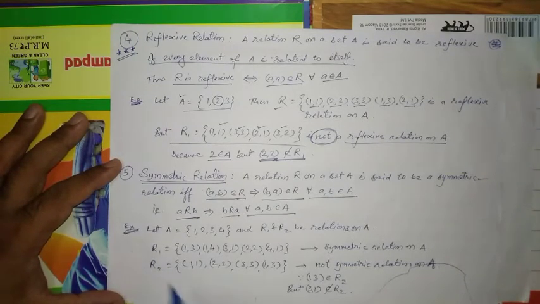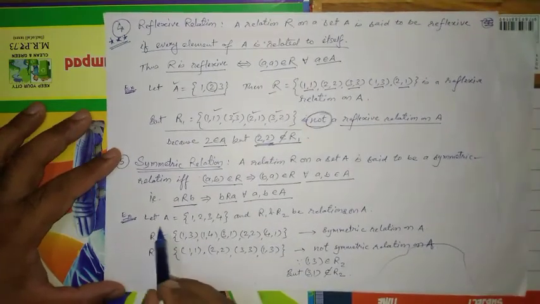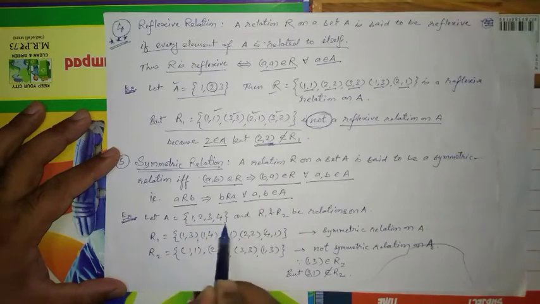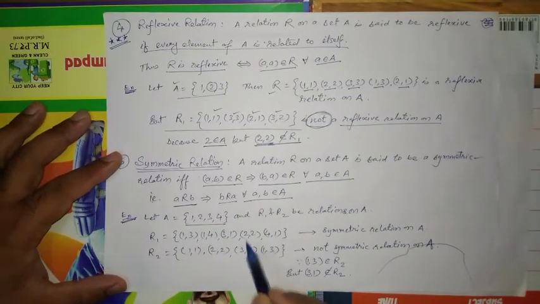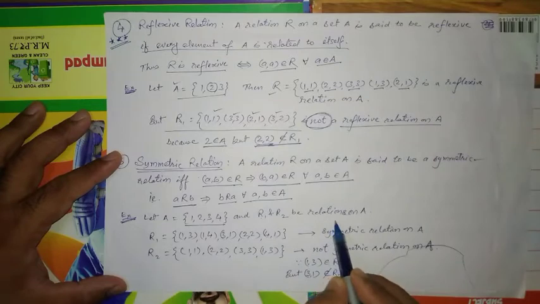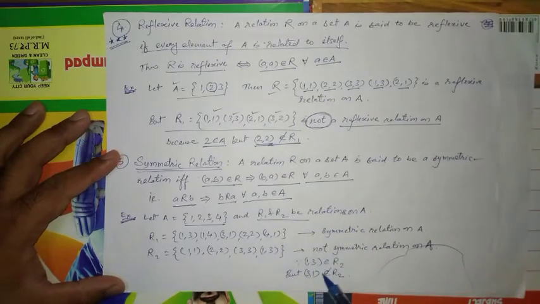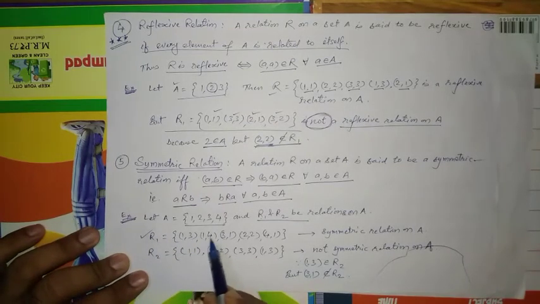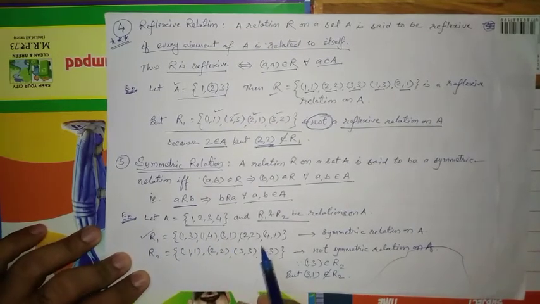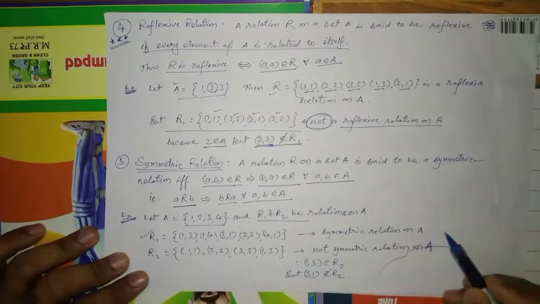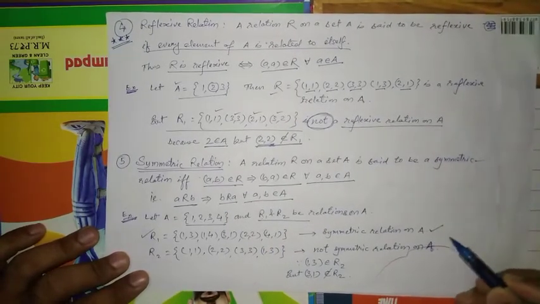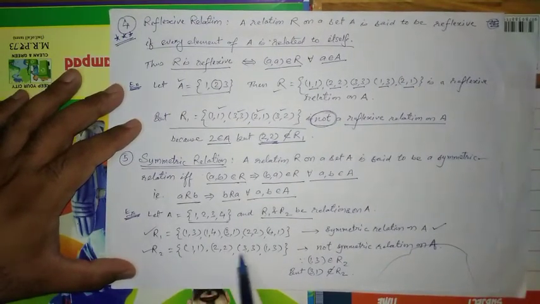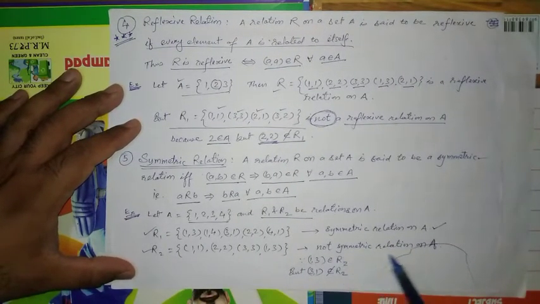Or we can understand better by this: let A equal {1, 2, 3, 4}. These are the elements of the set A, and R1 and R2 are relations on A. Let us consider this R1 and R2. R1 is given as {(1,3), (1,4), (3,1), (2,2), (4,1)}. This is a symmetric relation on A, and relation 2, that is {(1,1), (2,2), (3,3), (1,3)}, is not a symmetric relation on A.